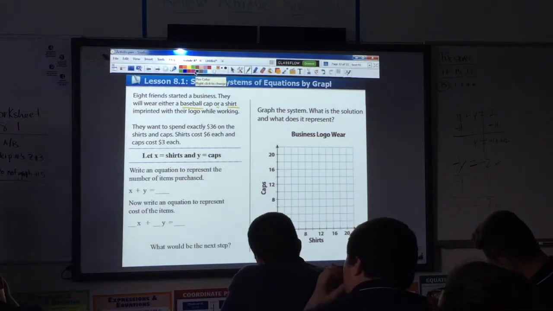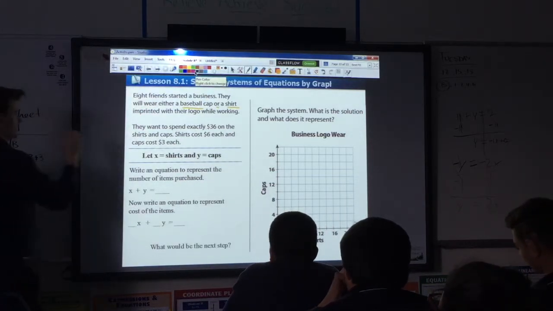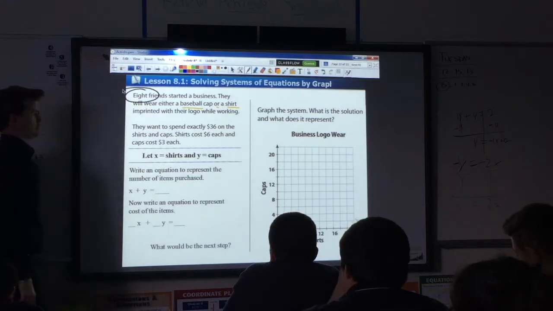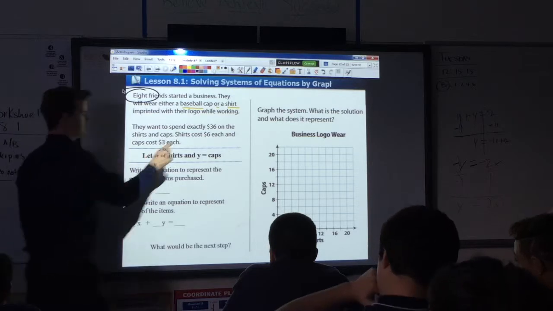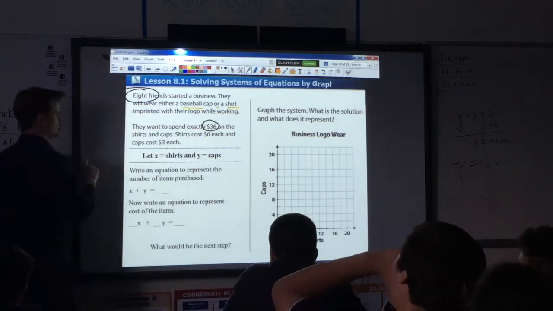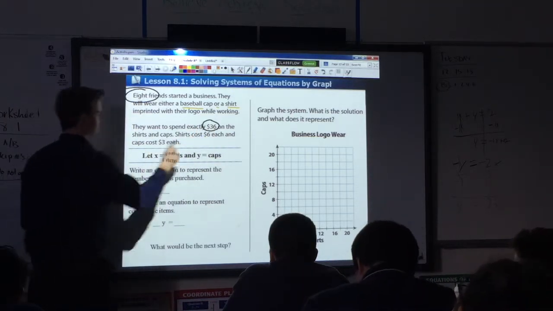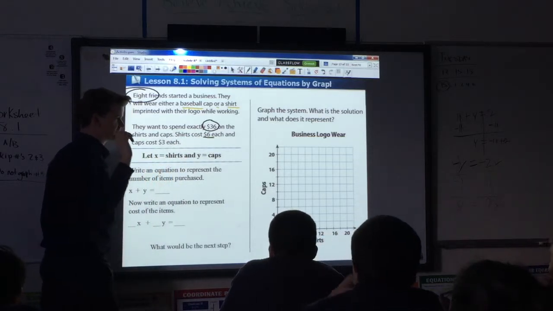We don't need to know about the logo. We just know that each of the 8 friends is getting either a cap or a shirt. Now they want to spend exactly how much? $36. Lots of information here. Shirts cost $6, and caps cost $3.